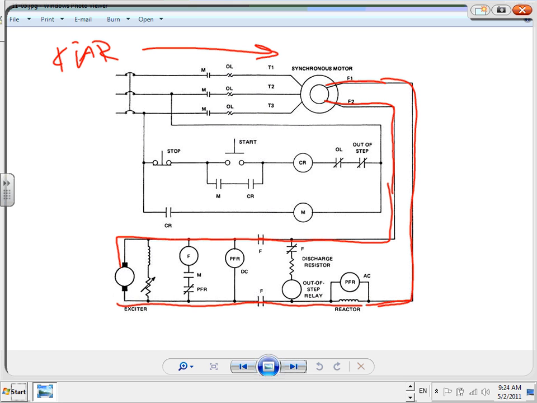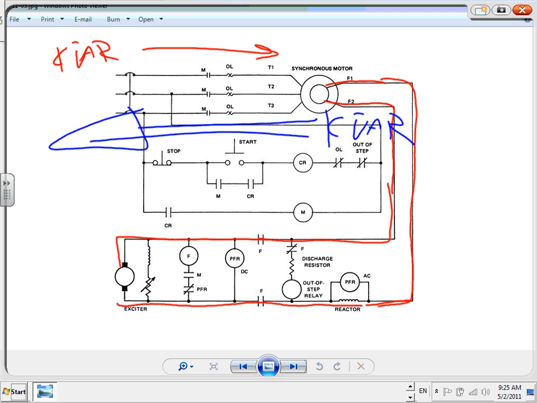kVAR is going this way. When you over-excite this motor, this kVAR is going to be this way. So it's pumping kVAR into the system. That's all we care about: pumping kVAR out of the motor instead of taking kVAR. If you're pumping kVAR, you're basically canceling the kVAR that's in the whole building.